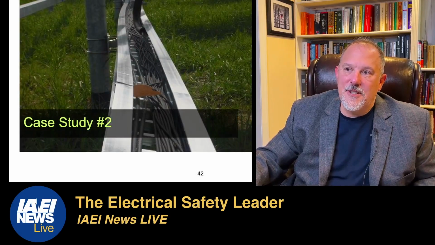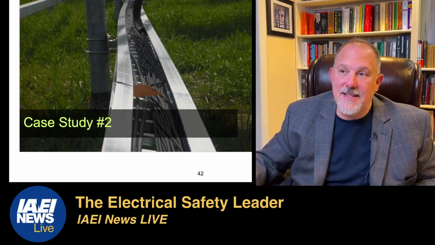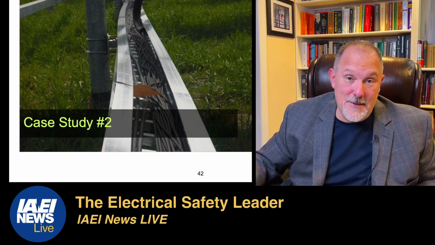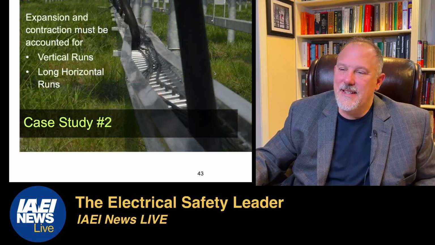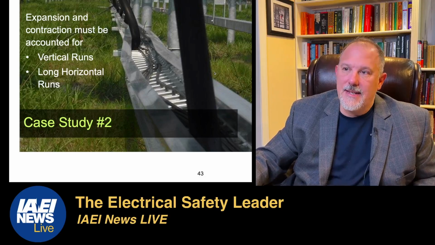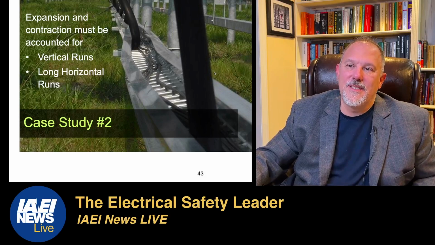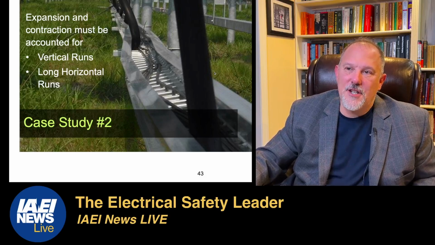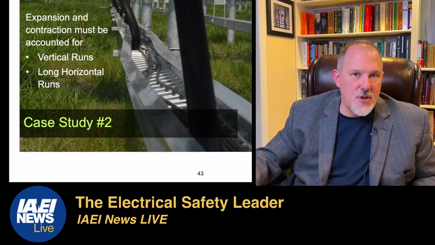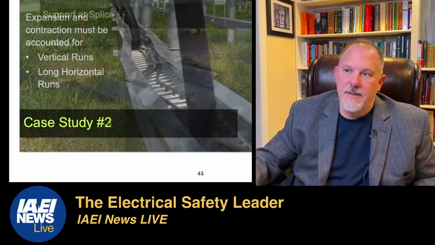This is case study number 2. If your raceway looks like this, you didn't do something right, right? I love this stuff. You can't make this up. Look at that. Vertical runs, long horizontal runs. Expansion and contraction has to be accounted for. If you don't, they'll start to buckle like this. This is no good.